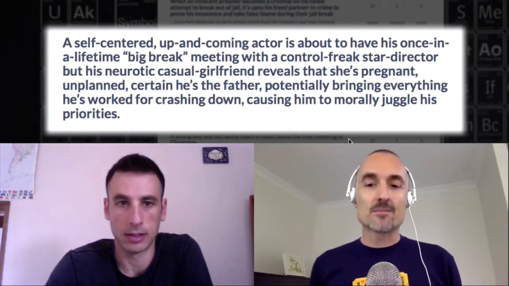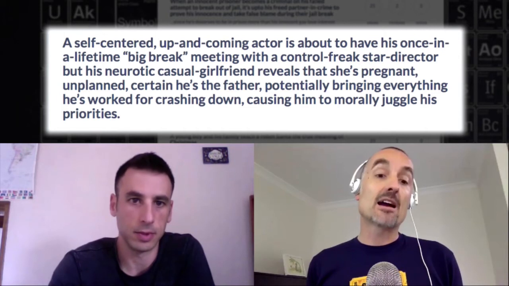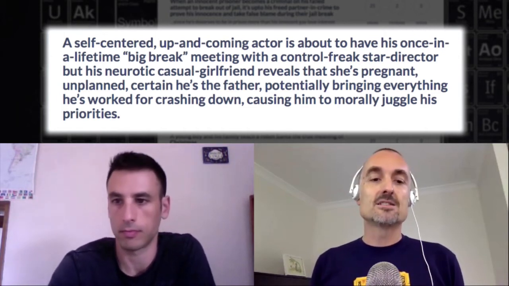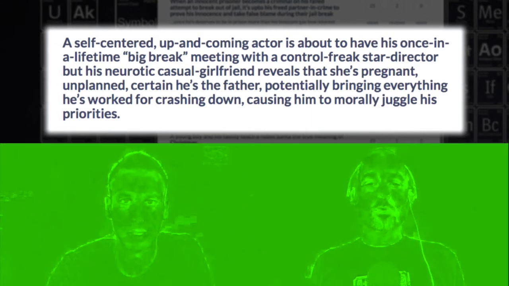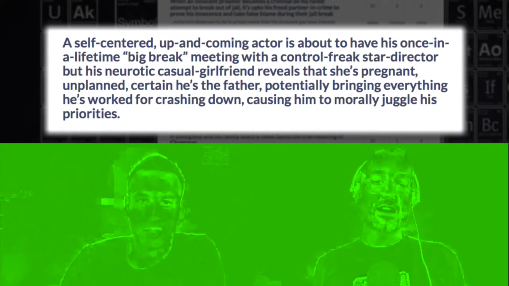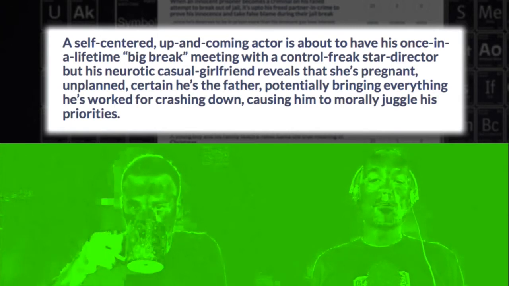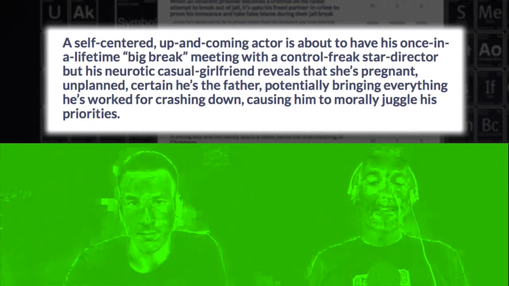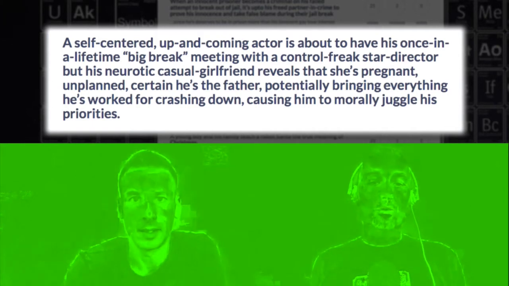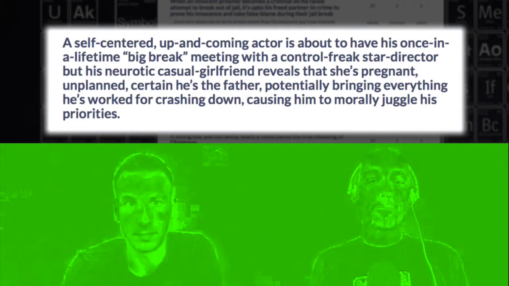Let's quickly look at our system of character, event, action. So we have a very clearly defined character, the actor. He's self-centered. And so what we understand is that his career is above anything else, and we assume that may become his journey. So the event then is he's confronted with the pregnancy of his girlfriend.